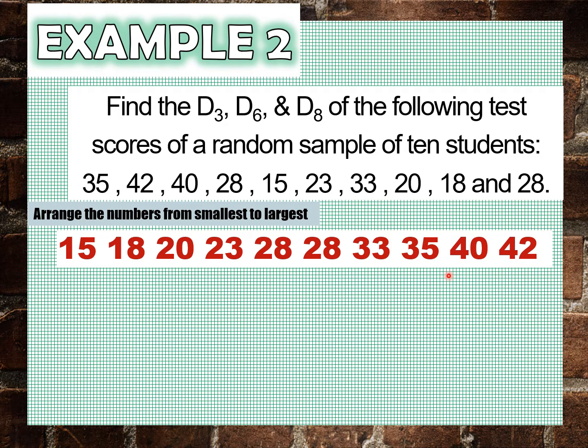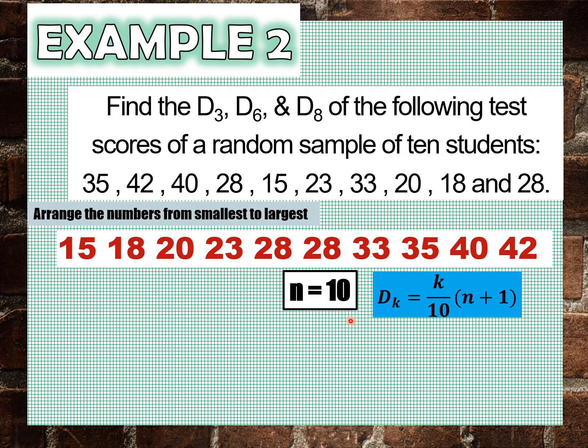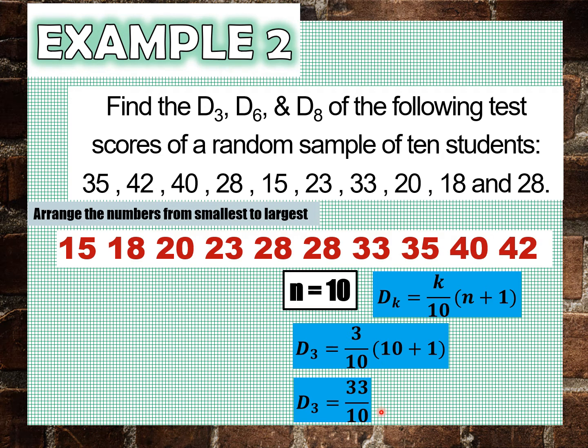And then, let's now solve for the decile 3. So, yung value ng n natin is equal to 10 dahil 10 students yung involved. And then, yung value ng k natin from this formula is equal to 3 dahil decile 3 tayo. So, we have 3 over 10 times 10 plus 1. So, 10 plus 1 is 11 times 3 is 33 divided by 10 is equal to 3.3.